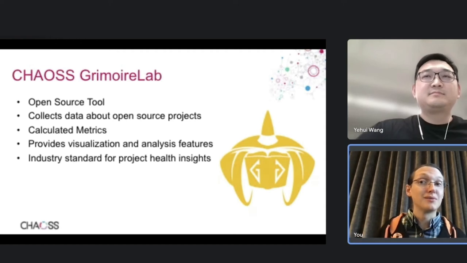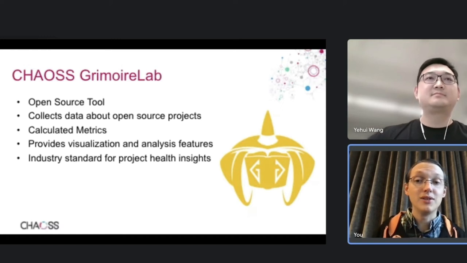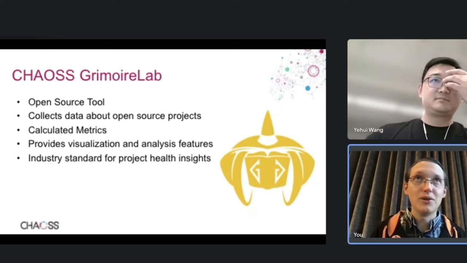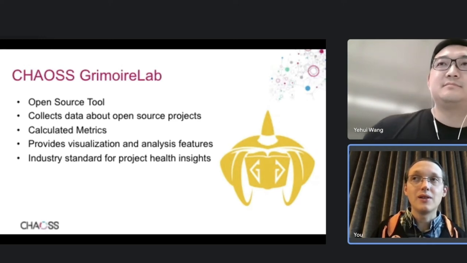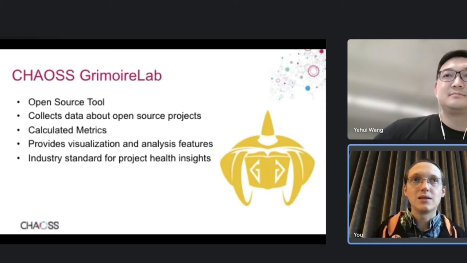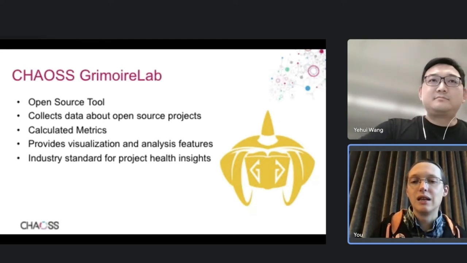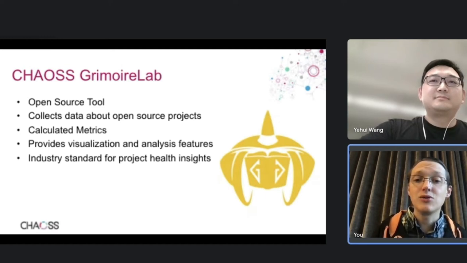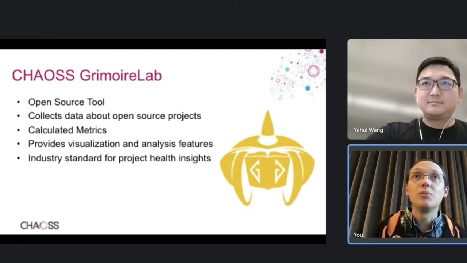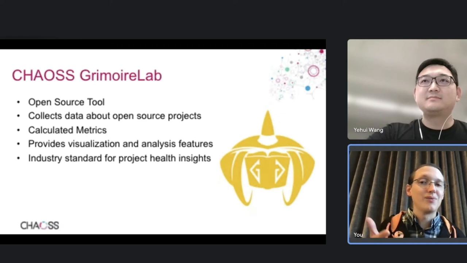So for getting metrics, we also have some tooling in the CHAOSS project. GrimoireLab is the older one of the tools that we have. It has solved the problems of collecting data from open source projects, processing that data, making it useful and providing meaningful visualizations. And GrimoireLab has become an industry standard for looking at open source communities. We can go more into examples of where GrimoireLab is being used, but for today, we want to talk about how we can use GrimoireLab with Gitee.